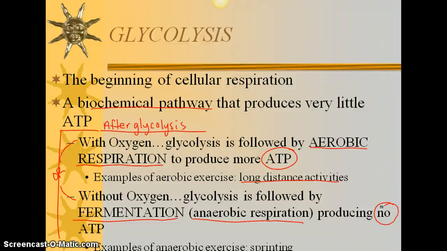An example is sprinting. You can only sprint at a certain pace for a certain amount of time before your muscles just start cramping up, or you feel that kind of heaviness in the muscles. You can't continue to go at a fast speed forever because you're not getting enough oxygen into the muscles. So if you look at your flow chart, you can kind of see that already on your sheet. We go through glycolysis, and then there's two options, with or without oxygen.